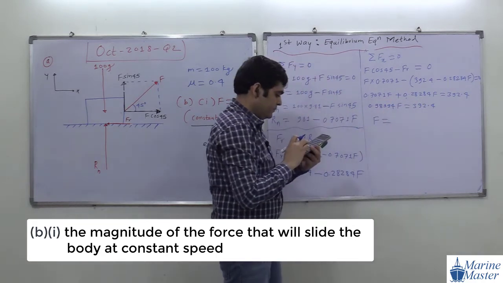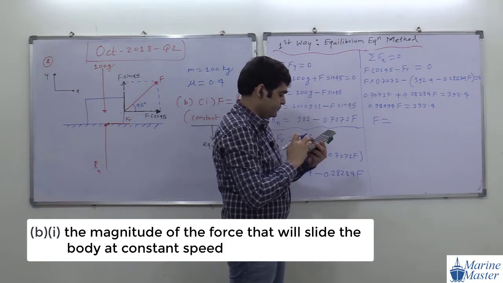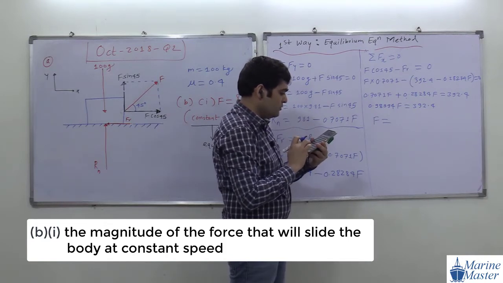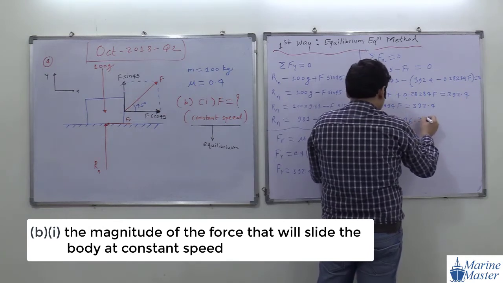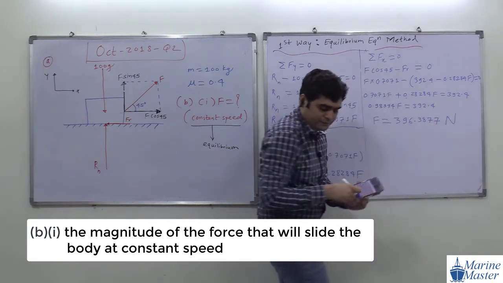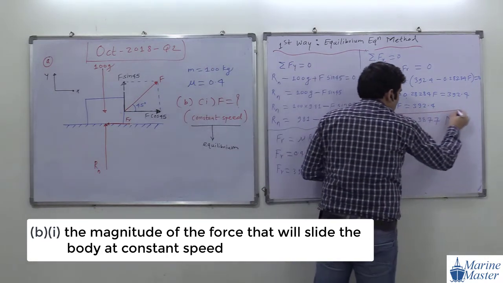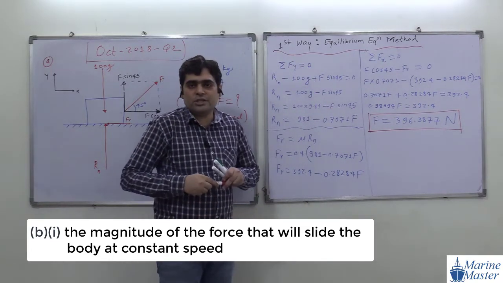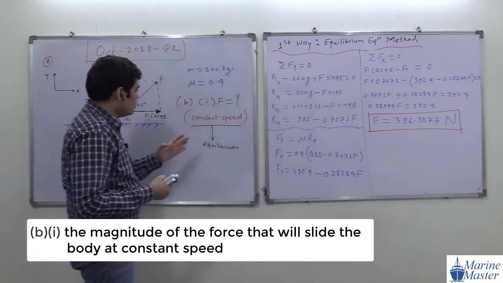If you do this calculation, 392.4 divided by 0.98994, how much will we get? 396.7 Newton. So what did we get, guys? We got the value of F. Does anyone have any doubt in this discussion? So this is the first way, the equilibrium equation method, to get the value of F.